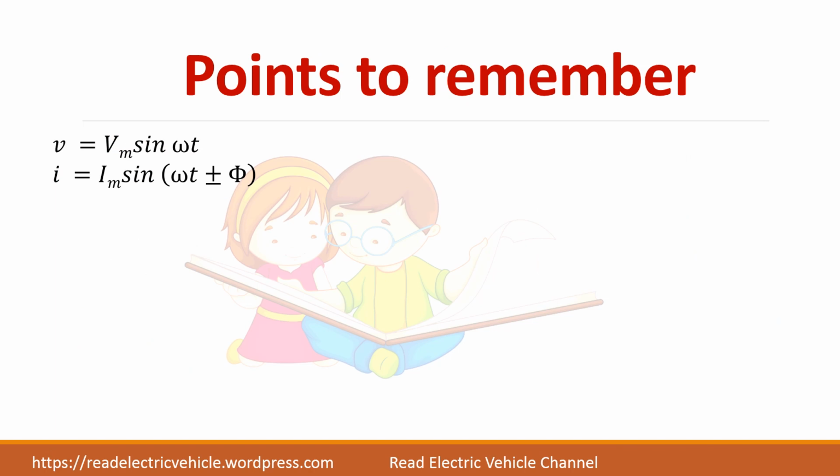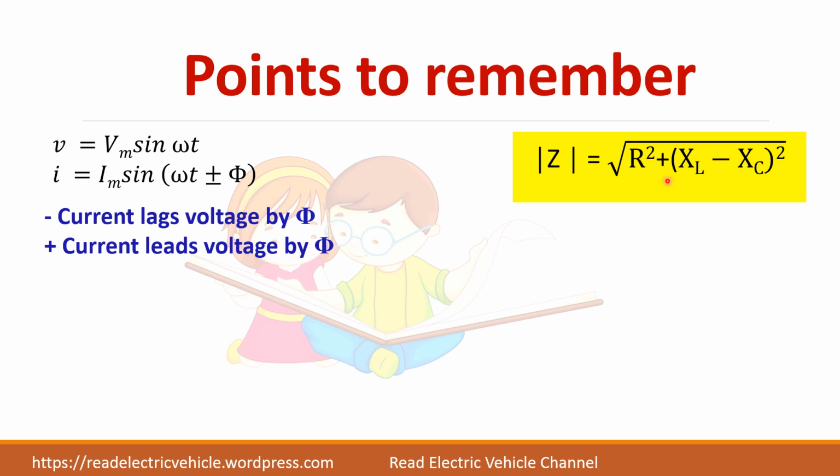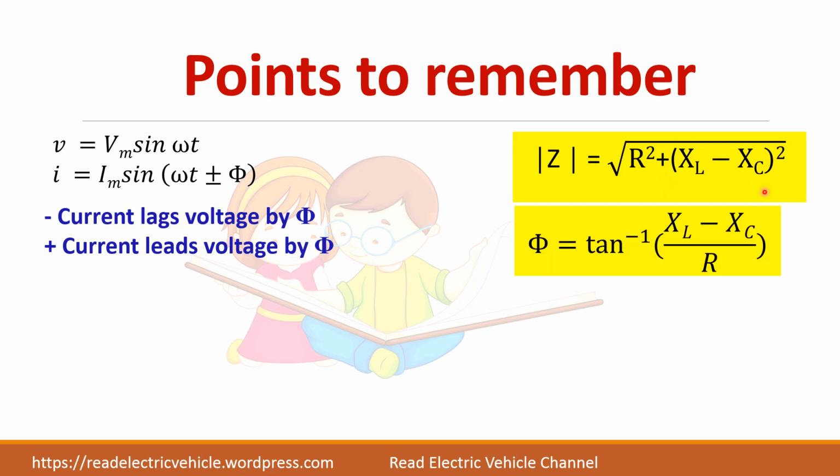So the points to remember here are V equal to Vm sin omega t, I equal to Im sin omega t plus or minus phi. Negative sign if the current lags the voltage and positive sign when the current leads the voltage. And Z is equal to root of R square plus XL minus XC the whole square.